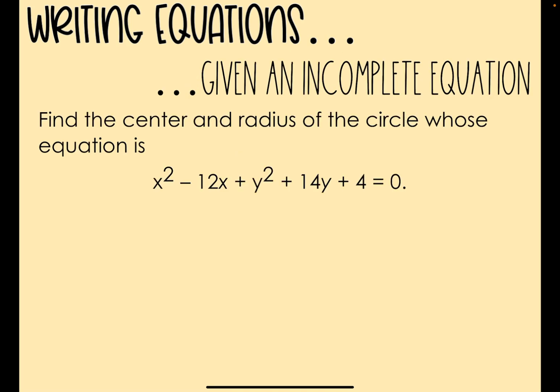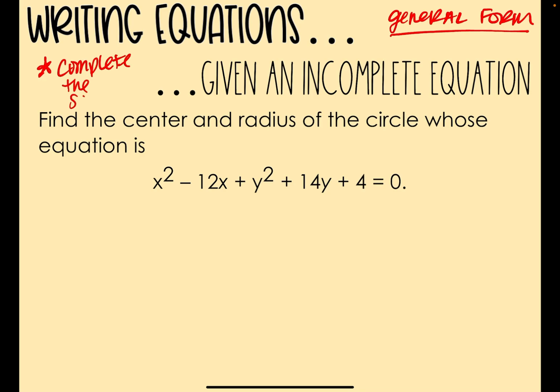Awesome. Now we're going to move on to once we've been given an incomplete equation. This is also known as general form. Some people use this phrase, some people don't, but you should be able to do it. This uses the Algebra 1 skill of completing the square, meaning you need to know your perfect square trinomials or how they're set up. If you don't remember, go check the Algebra 1 video.